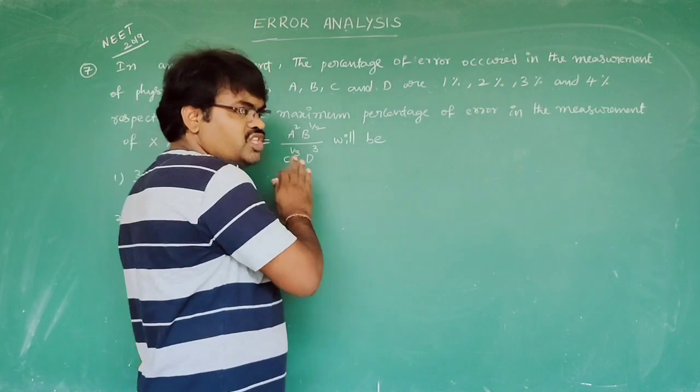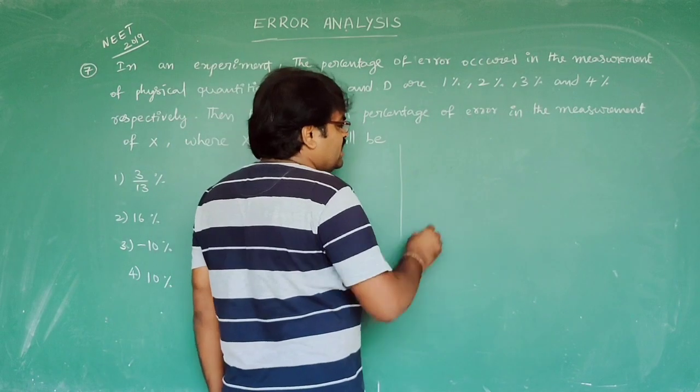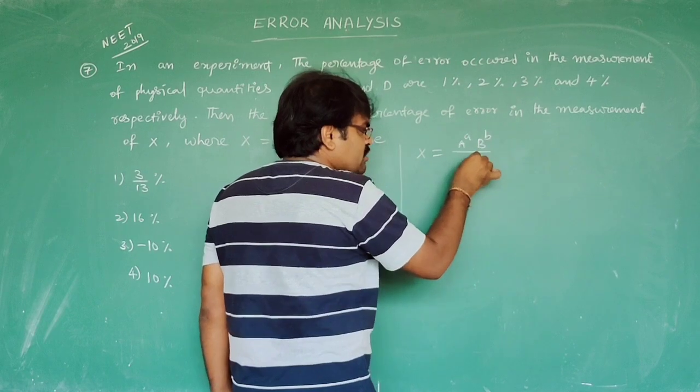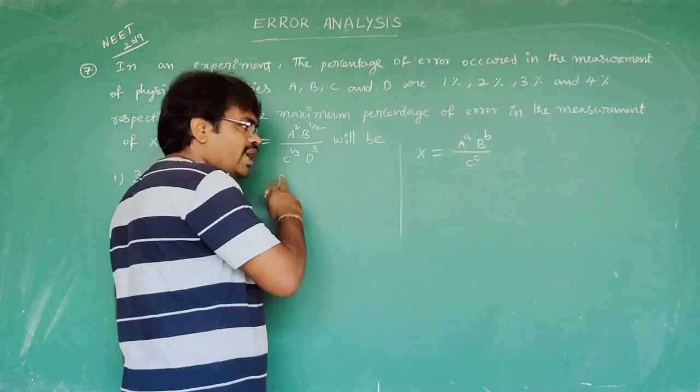Now the formula of this, once again clearly listen: X is equal to A power of a, B power of b by C power of c, like this.